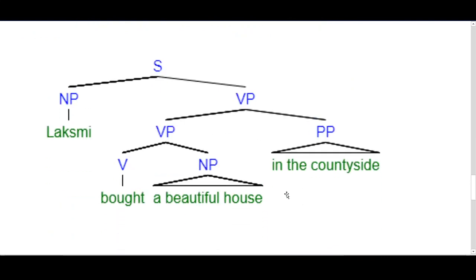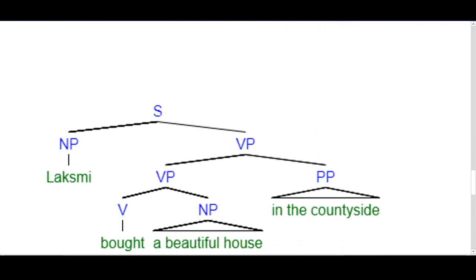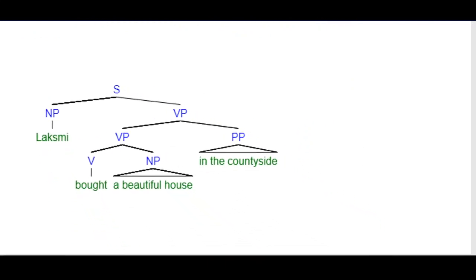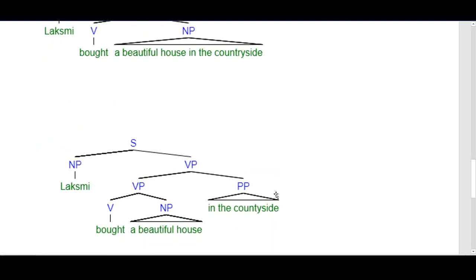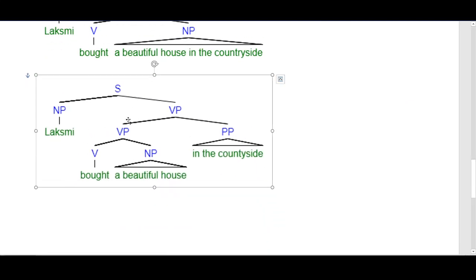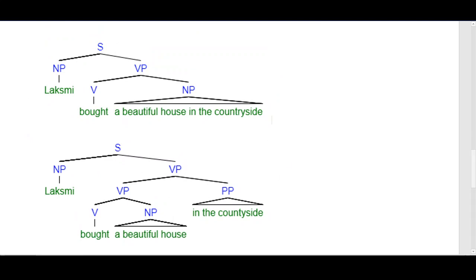All right. Now look at this one. Let me just zoom out. Aha, cool. Let me just make that a little bit closer there. Aha. Now, Lakshmi bought a beautiful house in the countryside, and Lakshmi bought a beautiful house in the countryside. If you can hear that the intonation's a little bit different, listen. Lakshmi bought a beautiful house in the countryside.